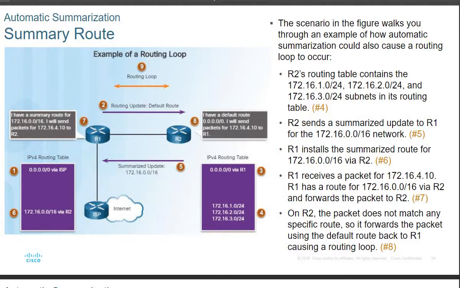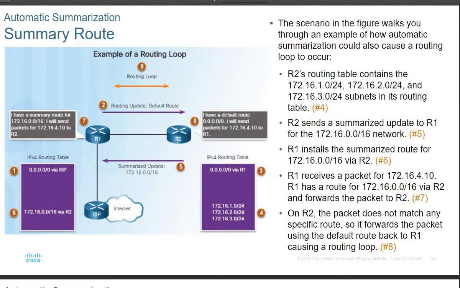R2's routing table contains the 172.16.1.0/24, 172.16.2.0/24, and 172.16.3.0/24 subnets. Number 4, R2 sends a summarized update to R1 for the 172.16.0.0/16 network.